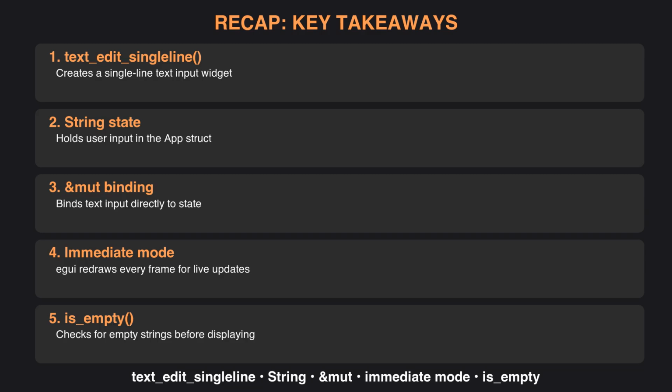Recap. 5 key takeaways. First, TextEdit single line creates a text input. Second, String state holds user input. Third, &mut binds input to state directly. Fourth, egui redraws every frame for live updates. Fifth, is_empty checks for empty strings.